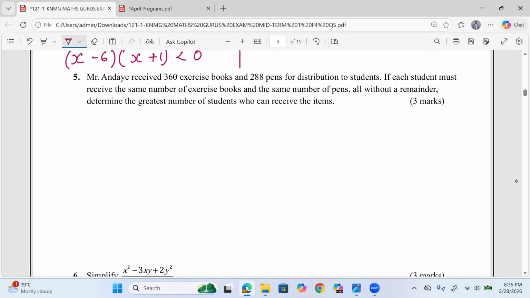Number 5, ladies and gentlemen. Now, Mr. Ndaye received 360 exercise books and 288 pens for distribution to students.